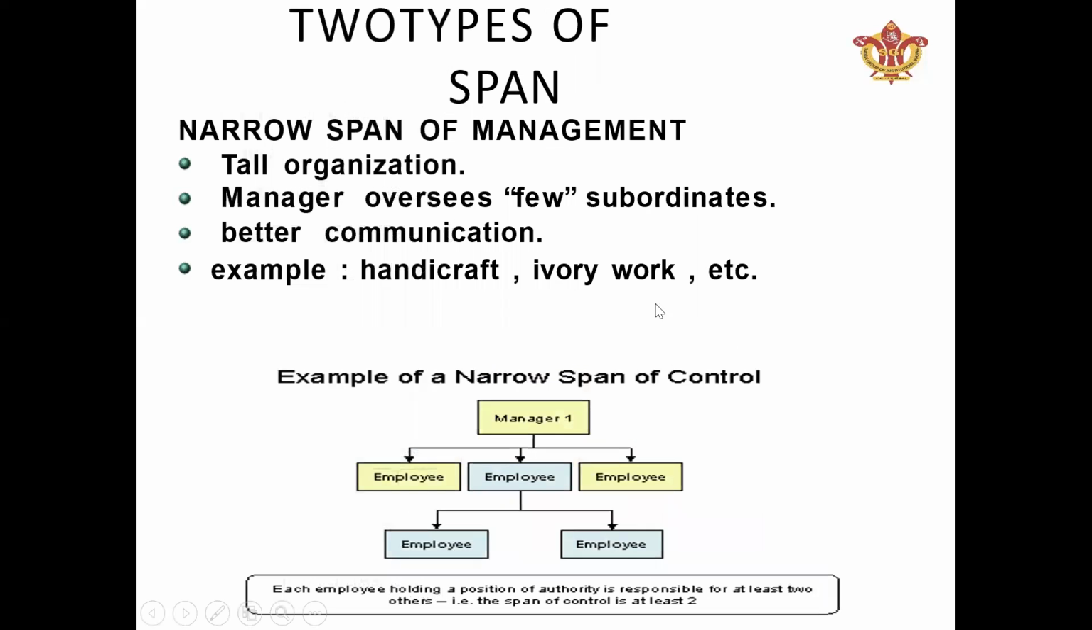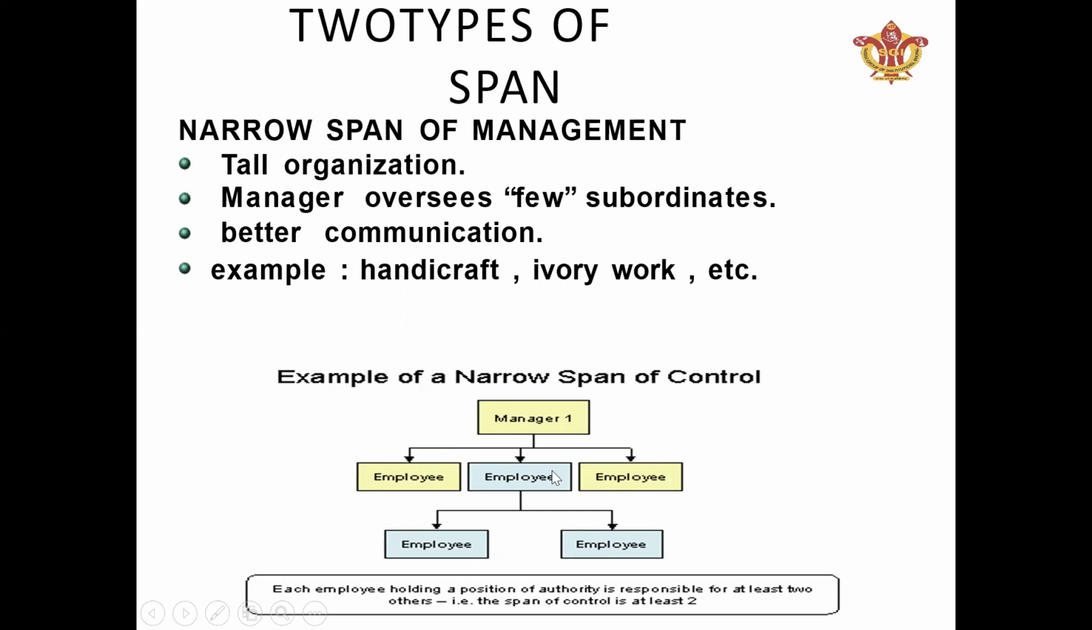Now, how many types of span of management are there? There are two types. First is narrow span of management. Narrow span of management is also known as a tall organization, in which a manager oversees very few subordinates. A smaller number of subordinates report to a single manager, and better communication is possible. It is applicable in sectors like handicraft, ivory work, etc.